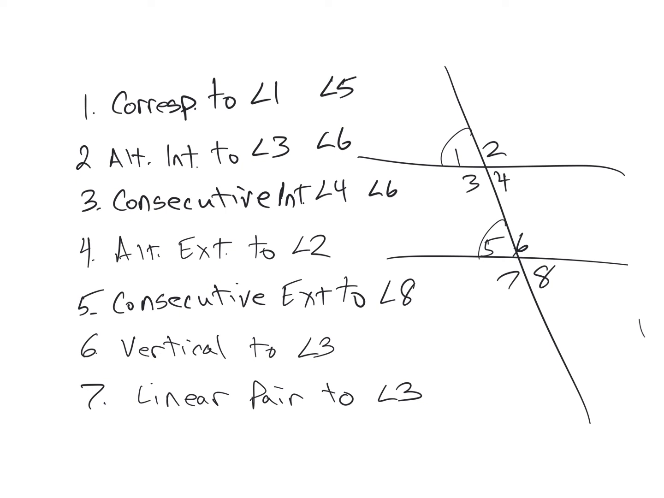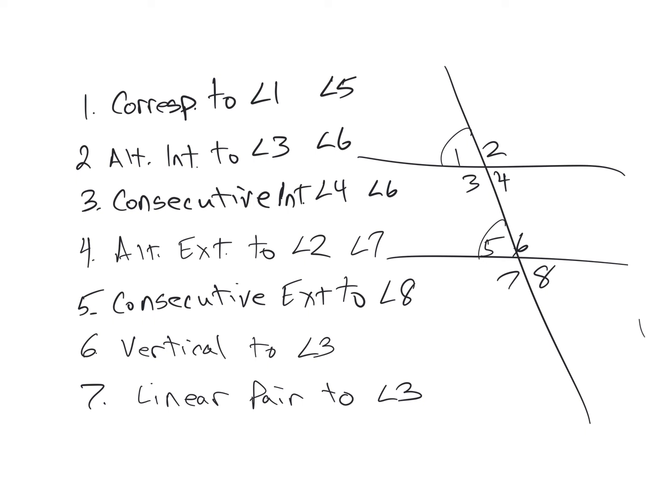Number 4, alternate exterior. Alternate, again, they're equal, and they have to be on the outside of the line. Alternate meaning on the opposite sides of the transversal. Angle 2 is on the right side, so it's either 5 or 7, and they both have to be exterior, so it has to be 7. Are you catching on to what I'm saying? Talking to the people who have struggled. I'm not talking to the people who understand what's going on. Consecutive, again, one has to be acute and one has to be obtuse.